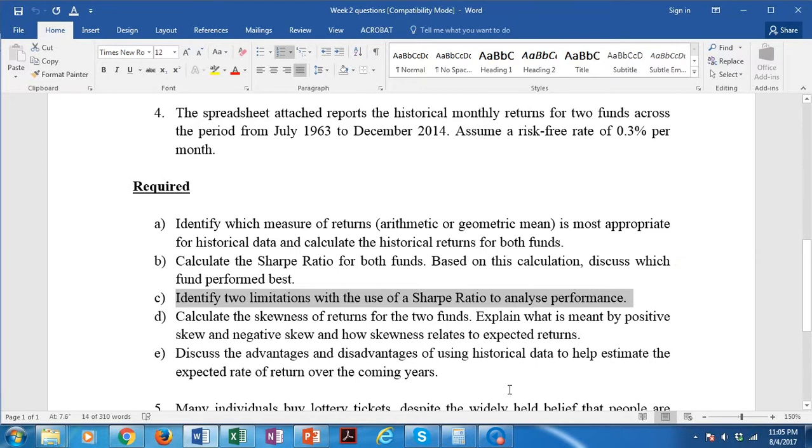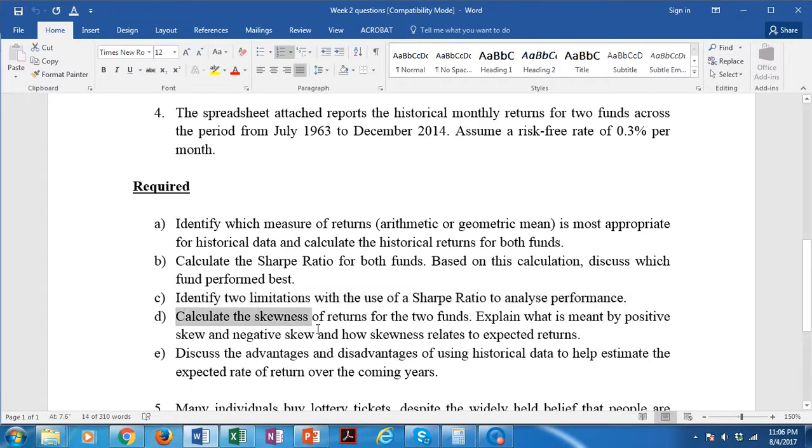Requirement C is identify two limitations of the use of a Sharpe ratio. Actually, the limitations of Sharpe ratio are the same as the limitations of standard deviation. There are two limitations of Sharpe ratio. One is it is not a good measure when the return is not normally distributed. When returns are normally distributed, then Sharpe ratio is a good measure, but not for a non-normal distribution. Then the second point is Sharpe ratio, as it is based on standard deviation, provides equal treatment to upside potential and downside risk. But as we know, investors are more focused on downside risk than the upside potential.